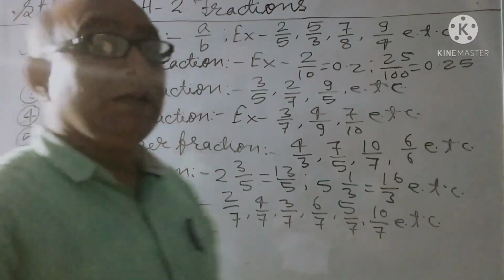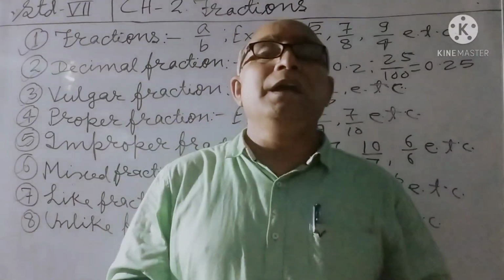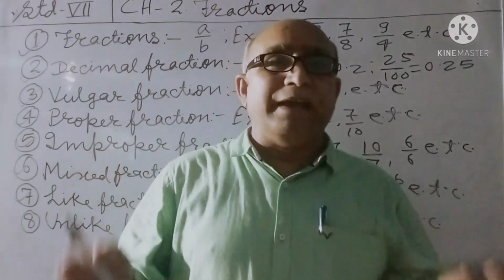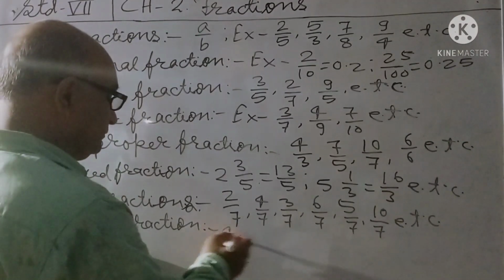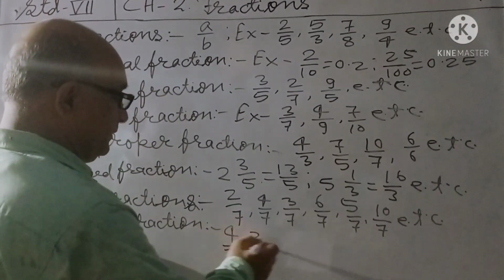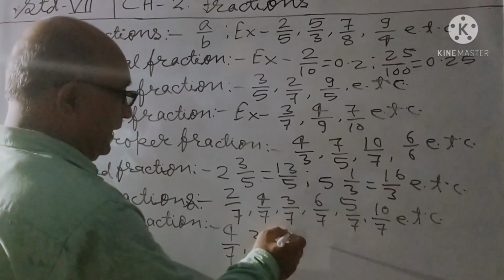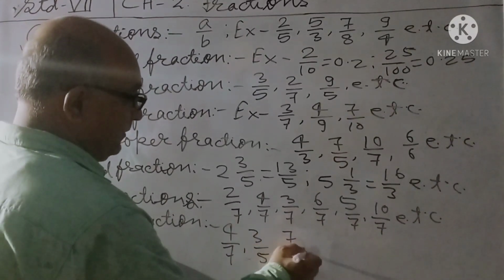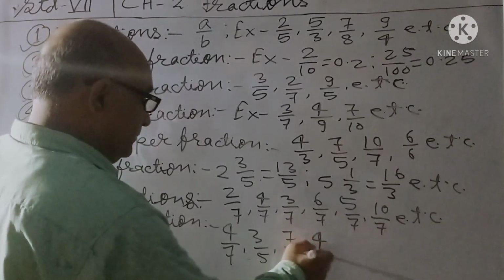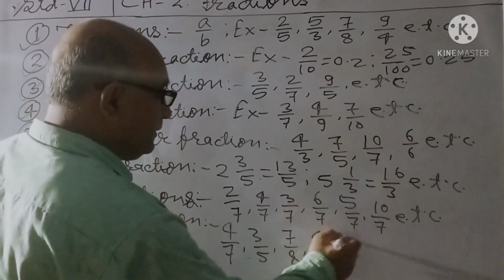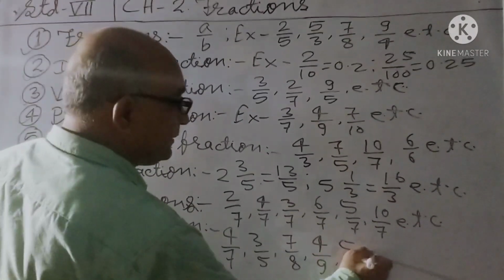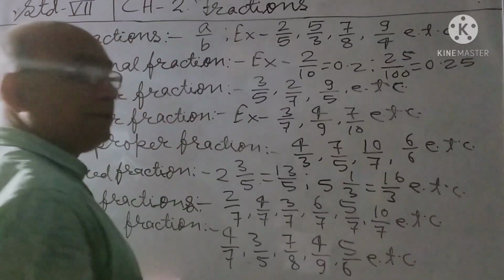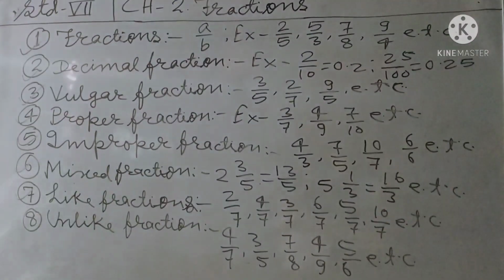Unlike fractions: fractions having different denominators are called unlike fractions. Example: 4 by 7, 3 by 5, 7 by 8, 4 by 9, 5 by 6, etc. Students, understand and write it.